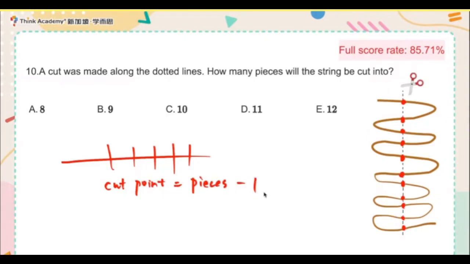Okay, so everyone, here is the relationship. Every time we want to see how many pieces, we don't have to count one by one, but we just count how many cut points there are. Let's count together. 1, 2, 3, 4, 5, 6, 7, 8, 9, 10, 11. So 11 cut points will result in how many pieces? 12 pieces, right? So the answer here should be E. Who can understand? Give me a big thumbs up. Okay, then everyone, this time let's move on.